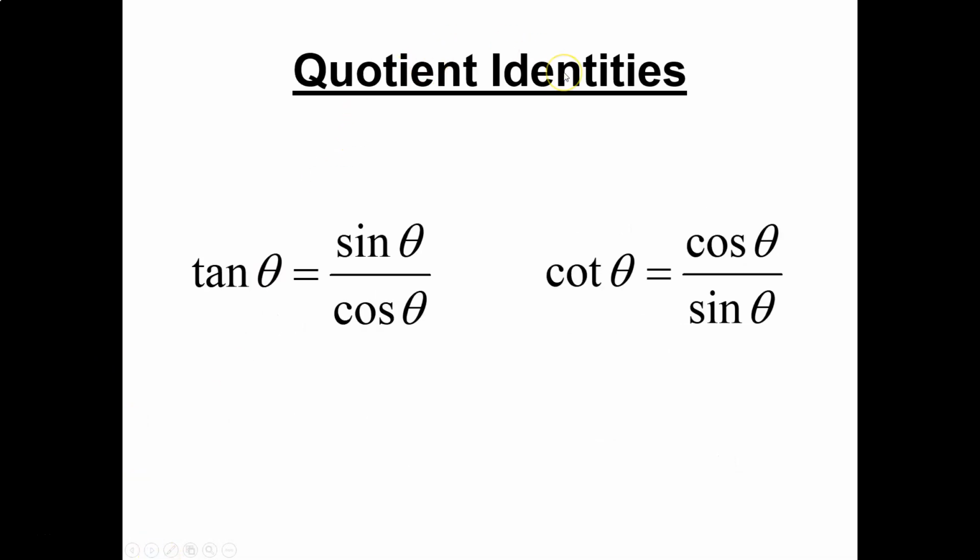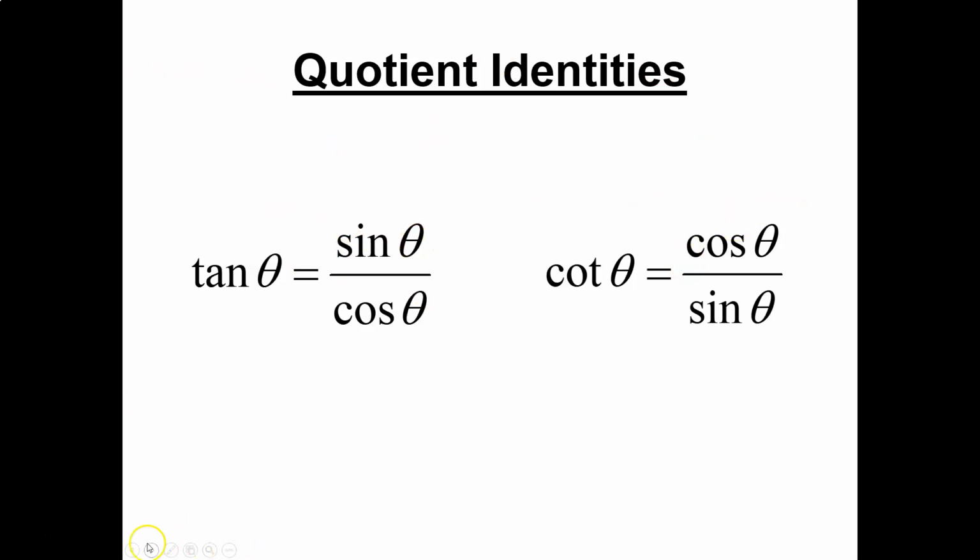There's also the quotient identities. Tangent can be sine over cosine, and cotangent can be cosine over sine. We used that when we were doing unit circle stuff. So that one should be one you've already seen. It shouldn't be terribly difficult.